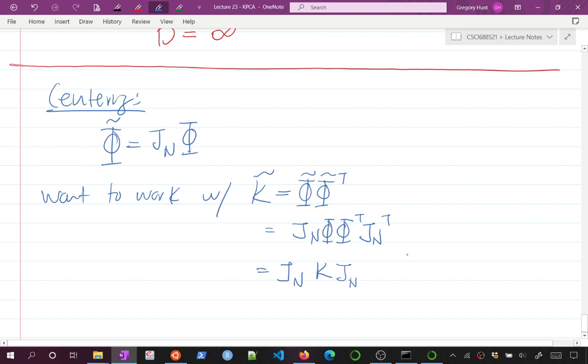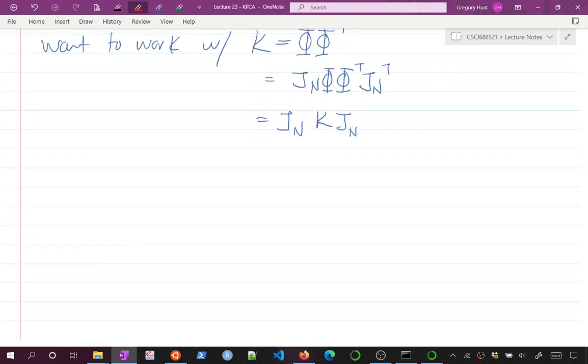So if you want to actually center your data, what we work with is we calculate K, and then we double center. We multiply it by the centering matrix on the left, and we multiply it by the centering matrix on the right. That will give us a K tilde, which is as if we had calculated this from centered data. So it's actually not a big deal.